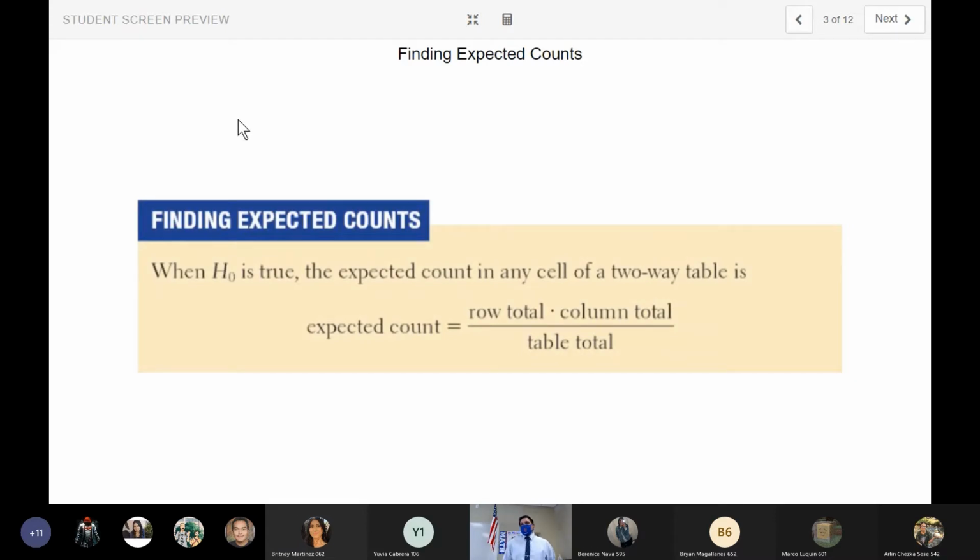The way we find expected counts is the same whether we're doing a chi-square test for homogeneity or for independence. We use the same method. When the null hypothesis is true, which is the assumption when we're finding expected counts, the expected count in any cell of a two-way table is the row total times the column total divided by the table total. We will be using this soon.